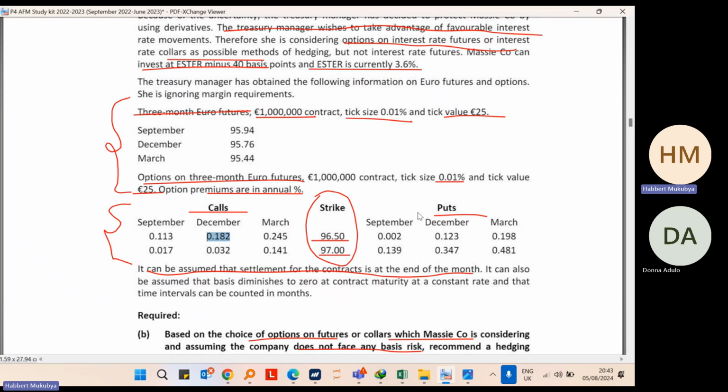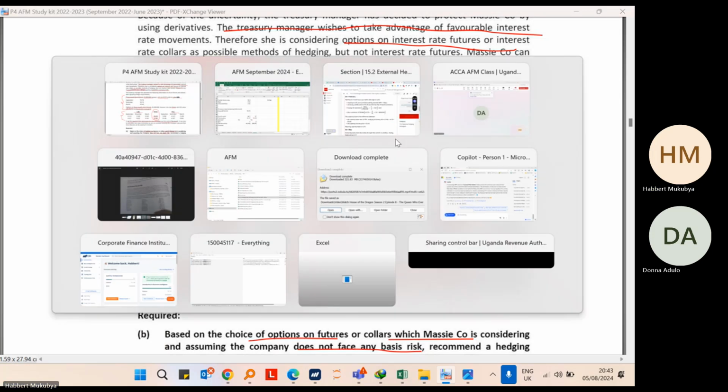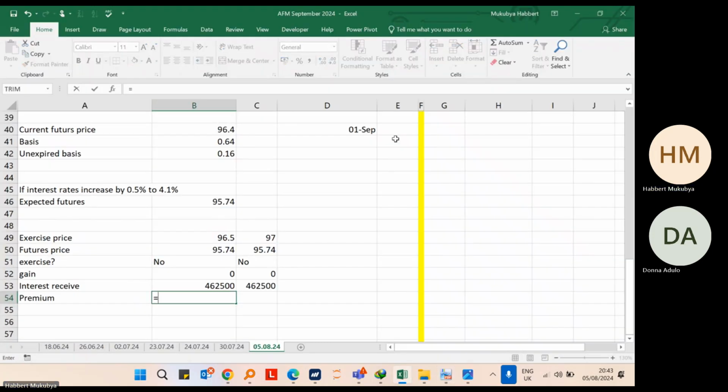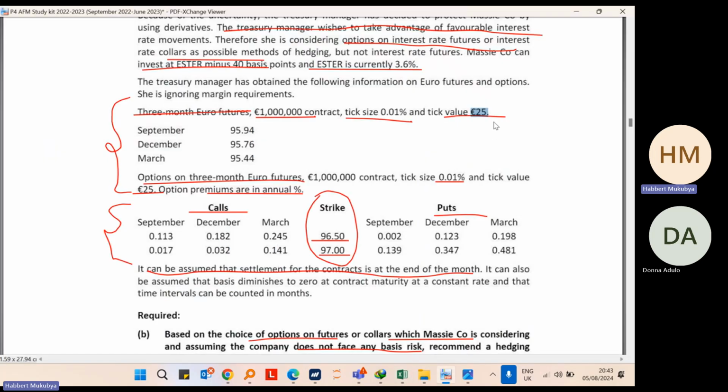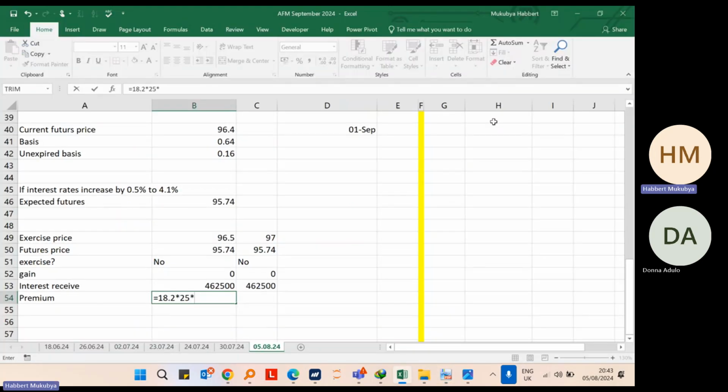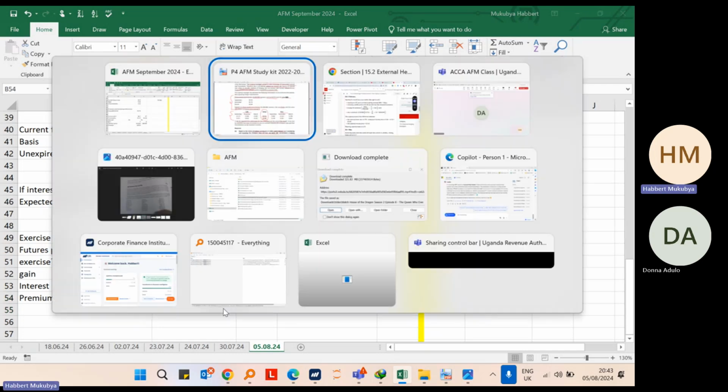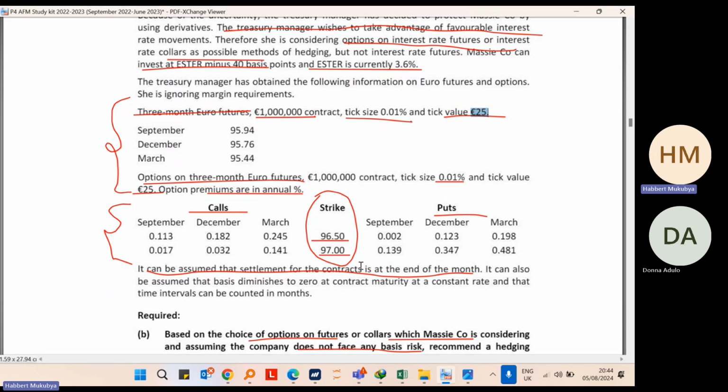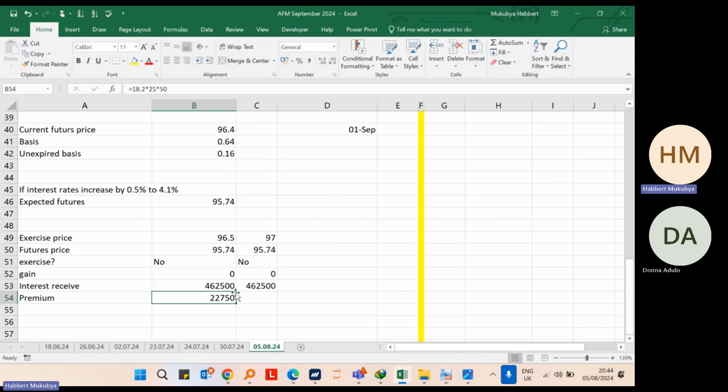If we are looking at contracts, then we are multiplying by the tick value, not by the 25 million. So that is 18.2 multiplied by the tick value, which is 25 pounds, and the contracts are 50 like we determined. So that is 22,750. So that was the one of the 96.5. The premium is going to be negative.